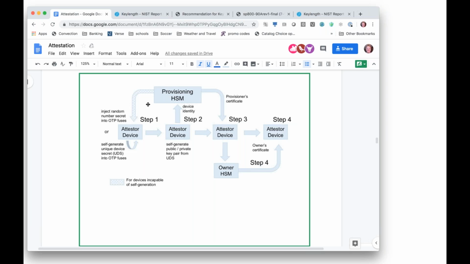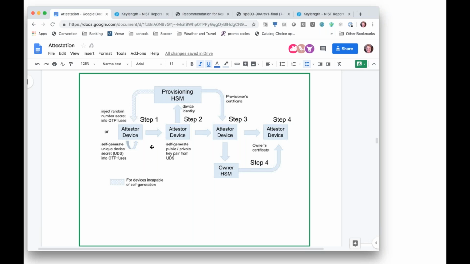What I did was change this arrow so that it shows that these devices are incapable of doing their own self-generation of the random number. Either it gets its randomness injected from here, or it self-generates its own unique device secret. So those are the two options. These arrows are just flow arrows, not data arrows. It's just how it flows through the process. I think I need to change the color of these arrows, because I'm getting them confused between data and process flow.